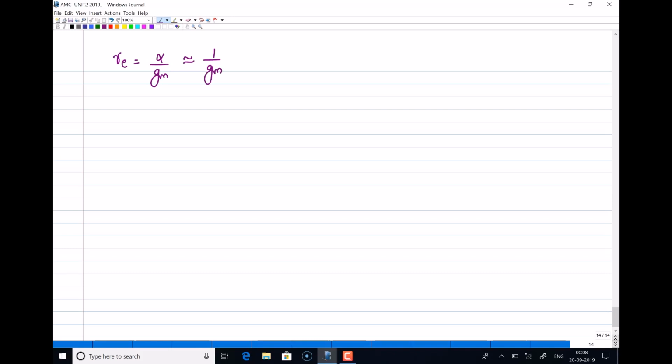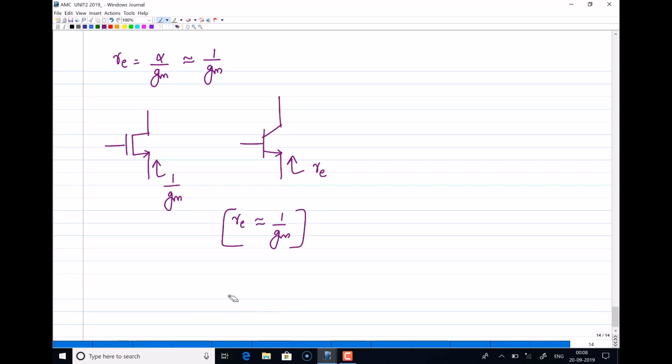Now if you remember, in the case of MOSFET, the resistance seen from the source is equal to 1 by GM. Similarly, in the case of BJT, the resistance looking into the emitter is RE, and we obtain that RE is approximately equal to 1 by GM. So for MOSFET and BJT, the resistance looking into the emitter or source is the same: 1 by GM is equal to RE.